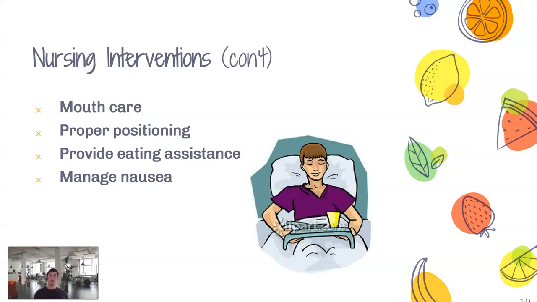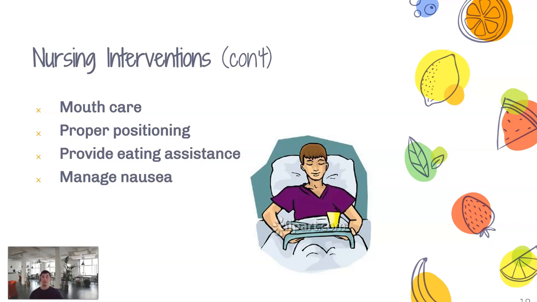Some more nursing interventions, we might have positioning. So we could potentially have the head of the bed anywhere from 45 to 90 degrees, allowing for a safe environment for swallowing. The nurse can provide assistance with eating. They can watch for problems with eating.